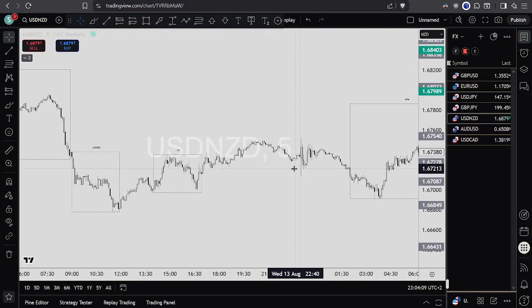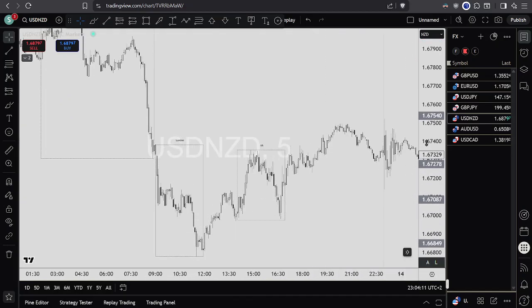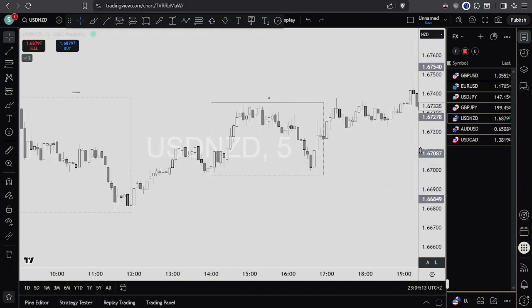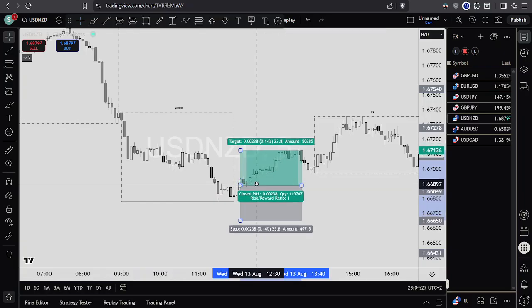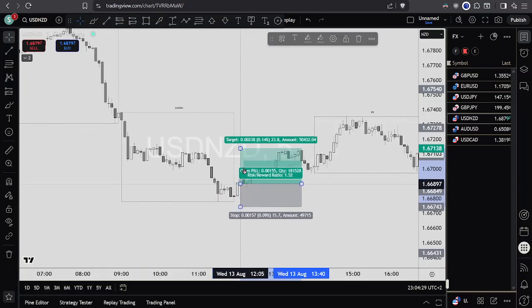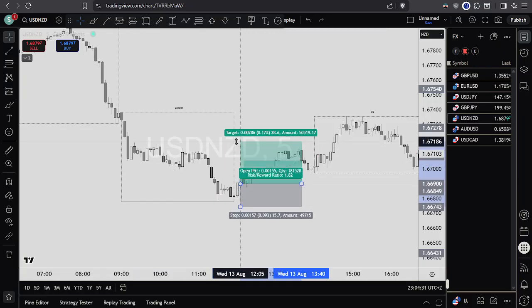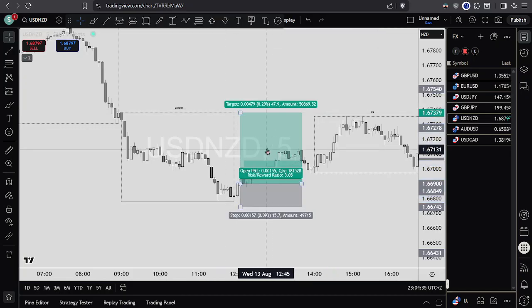Let me find something clean. So we have model B, right? We go down, we sweep something, we switch, we go up. Model B enters instantly, right? Instantly here. And this is a horrible example, but model B, stop here, target whatever. Let's say we target the highs. So it's a 3R, right?